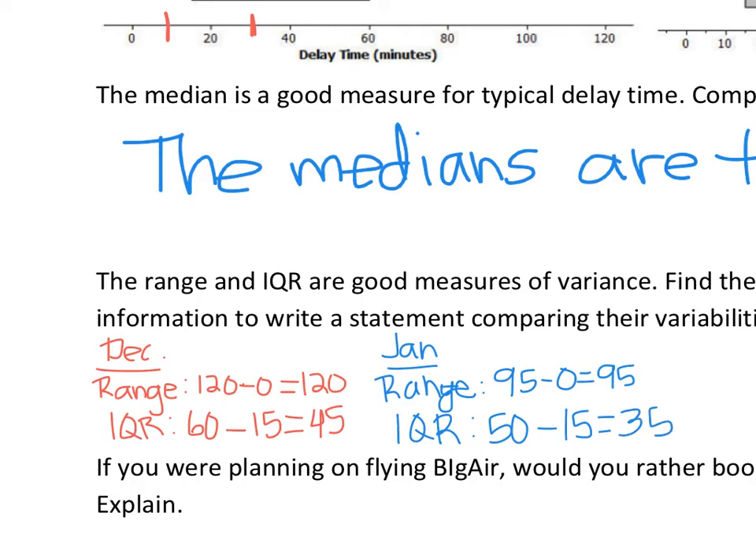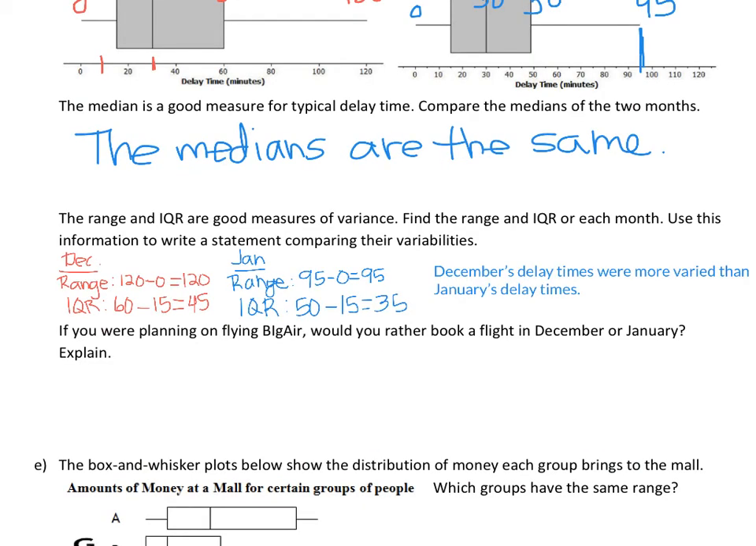So then we need to write a statement comparing their variabilities. Well, the range is 120 versus 95, and their interquartile range is 45 versus 35, which are a little closer. So we've got in red here December, and these numbers here are larger than the numbers in January, so that tells me that December's delay times were more varied than January's delay times, meaning they were more spread out. So let's go ahead and jot that down. Over here on the right, December's delay times were more varied than January's delay times.